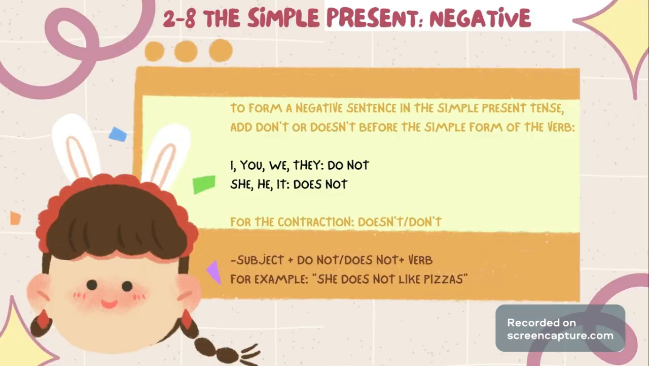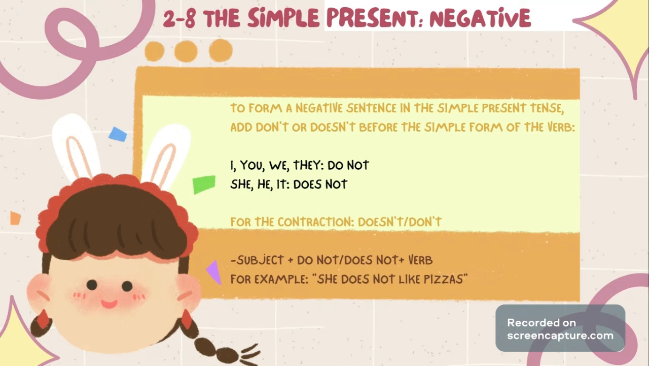Next, the simple present negative. To form a negative sentence in the simple present tense, add don't or doesn't before the simple form of the verb. The difference between do not and does not: do not is used for I, you, we, they, and does not is used for she, he, it. The contraction is don't for do not and doesn't for does not.